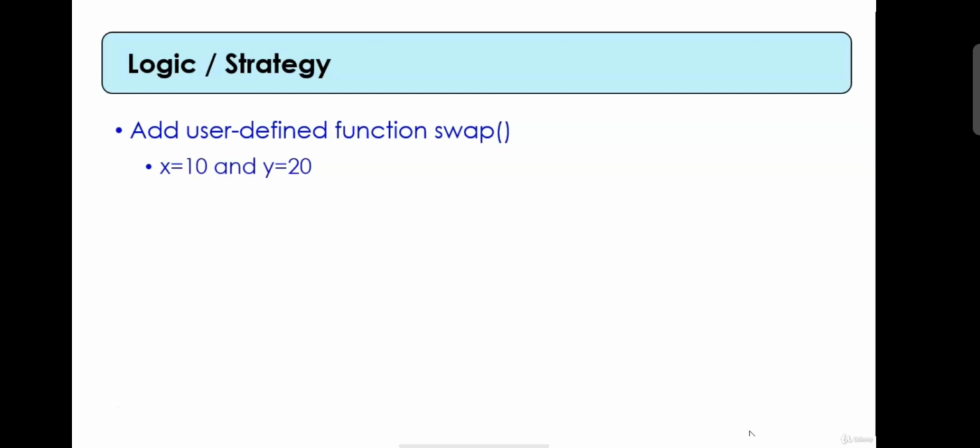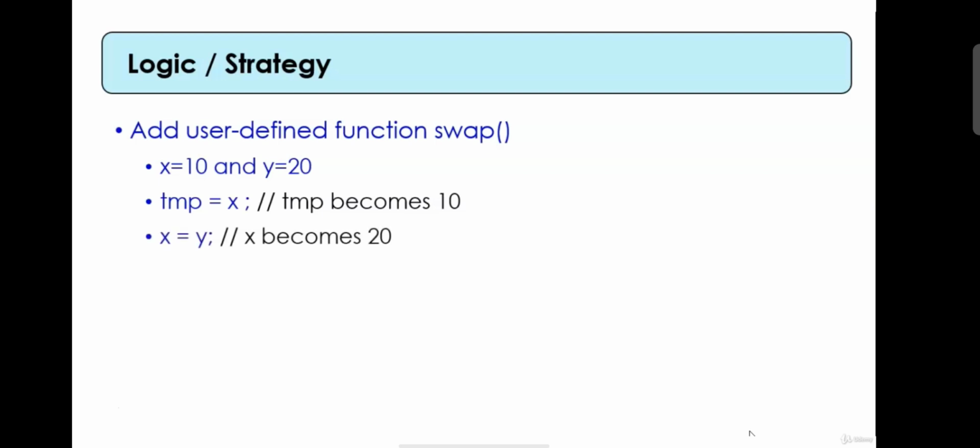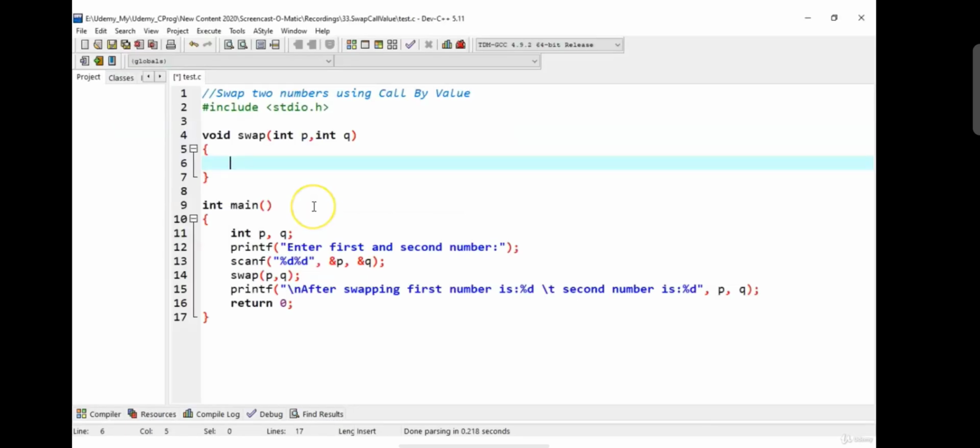Suppose the value of x is 10, the value of y is 20. Then we'll declare a temp variable and initialize it with the value of x. Then we'll make x equal to y and then y equal to temp. This way, using a third temporary variable, we are going to swap the content of two variables, that is x and y. Let's go ahead and implement the code.